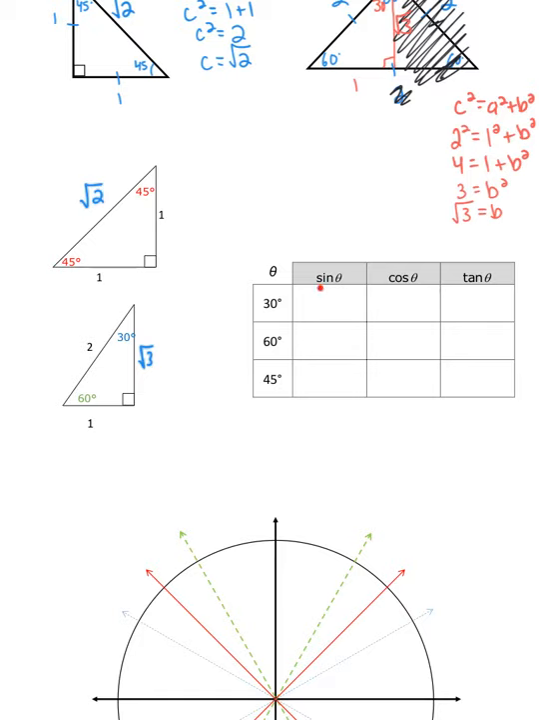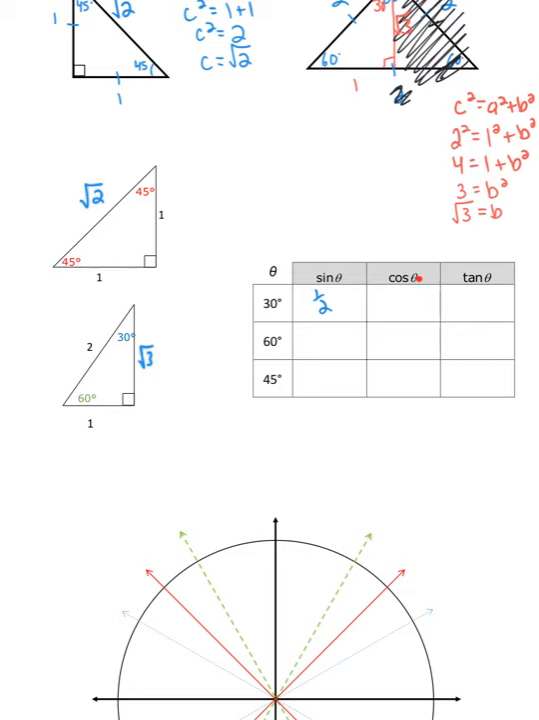So we're going to look at sine of 30. We're going to locate 30 degrees. It's in the second triangle. Sine is opposite over hypotenuse, so it's 1 over 2. I'm not going to label the triangle because the reference angle is going to change. Opposite of 30 is going to be different than opposite of 60, although the hypotenuse always stays the same.